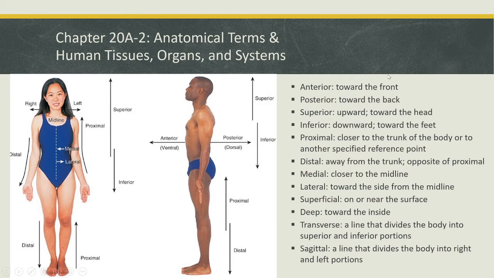Okay. Then a few terms that come up a lot in describing things relative to anatomy. So anterior means toward the front. So like your face is on the anterior side of your body and your heels are on the posterior side of your body. So posterior, toward the back. Okay? Superior means upward or toward the head. So your head is superior to your shoulders. Okay? Your knee is superior to your shin.